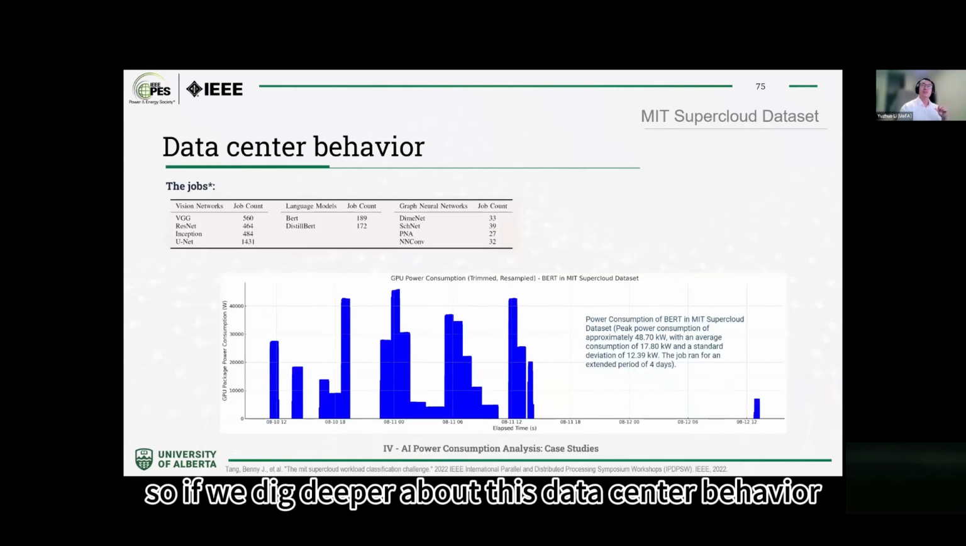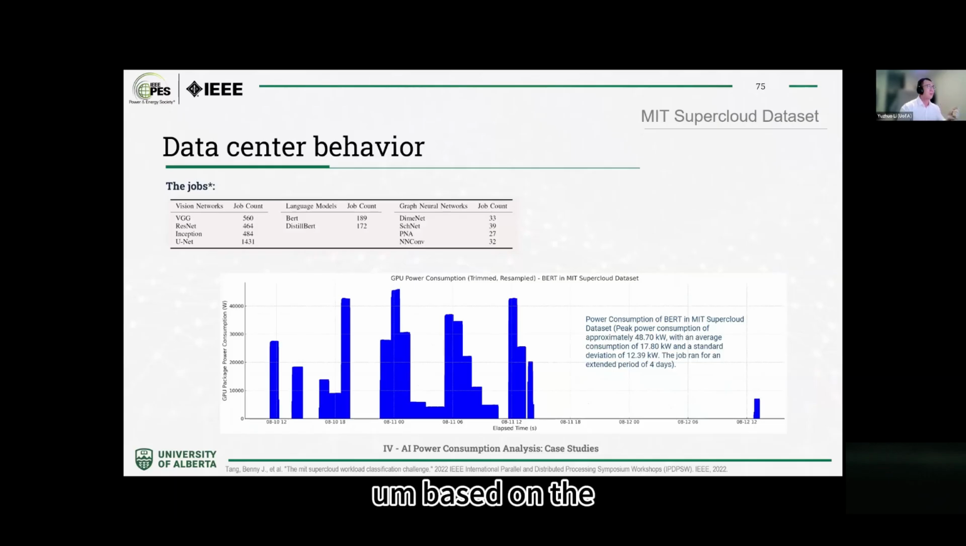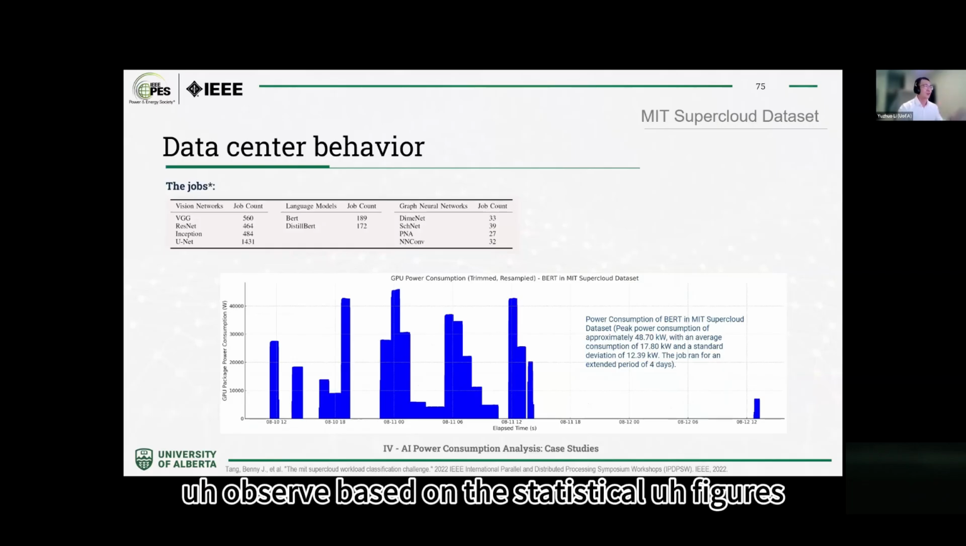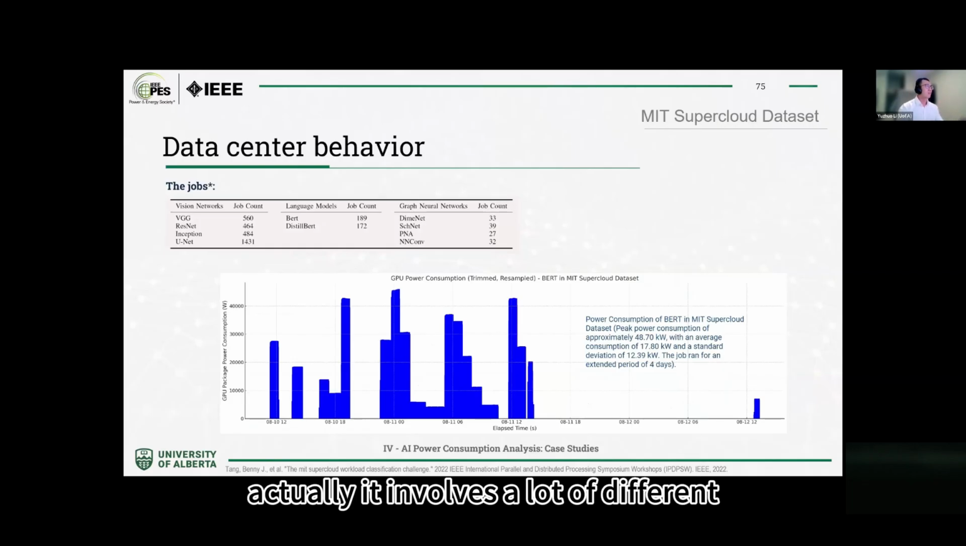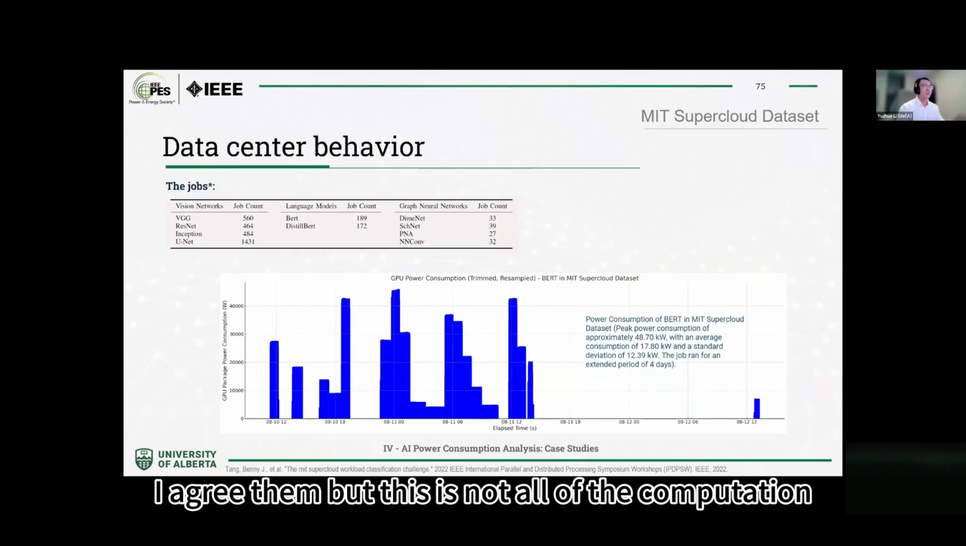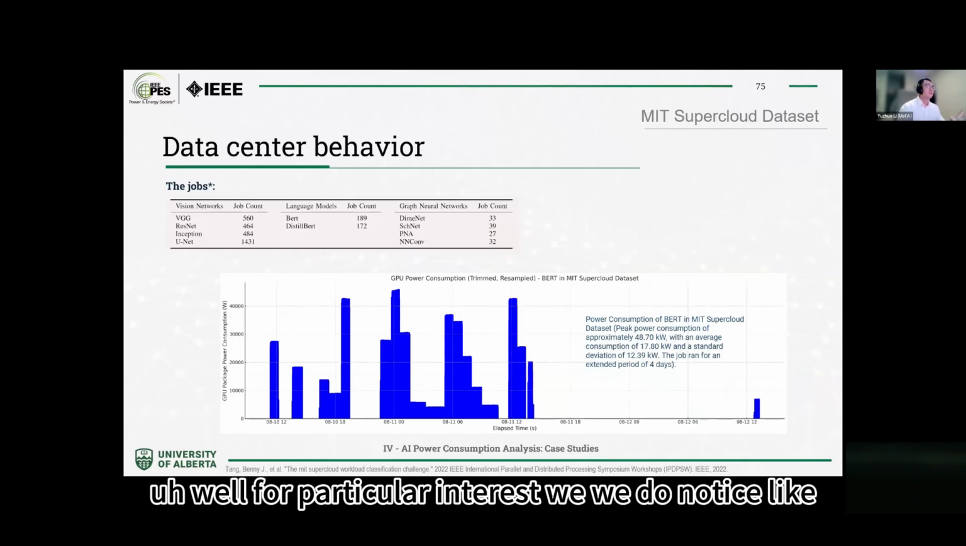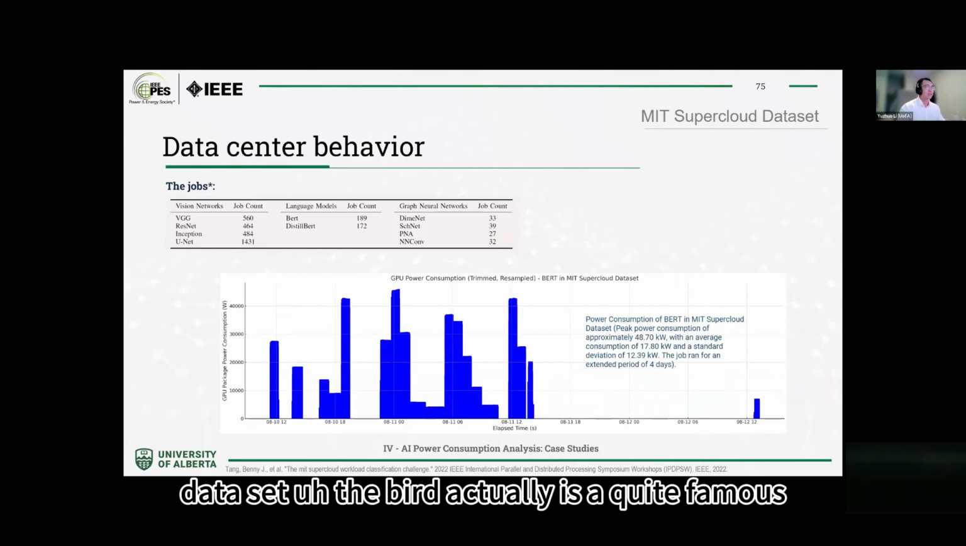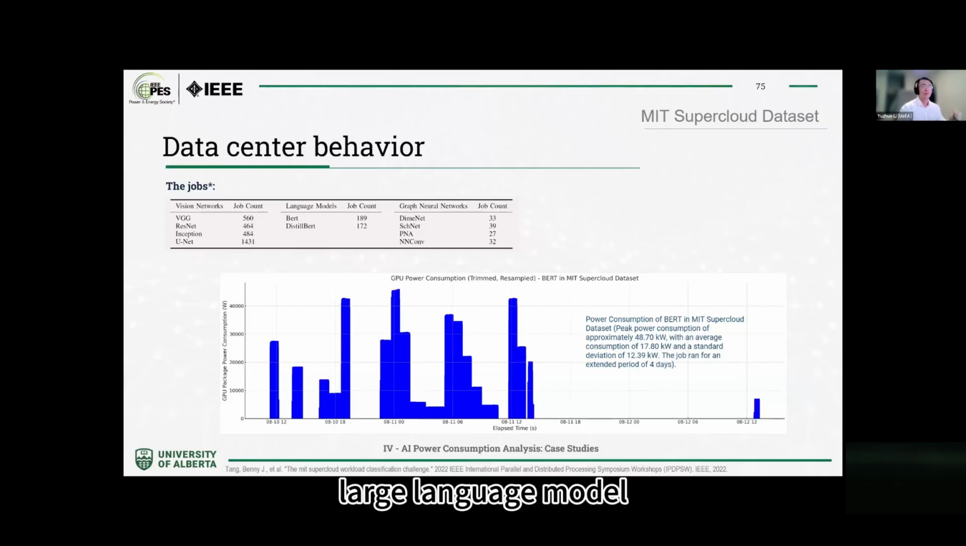So if we dig deeper into this data center behavior, based on the MIT SuperCloud paper, this describes the jobs as actually very diverse, as we observe from the statistical figures. It involves a lot of different AI algorithms, but this is not all of the computation. For particular interest, we want to highlight BERT inside this data set. BERT is a quite famous, very typical classical large language model.